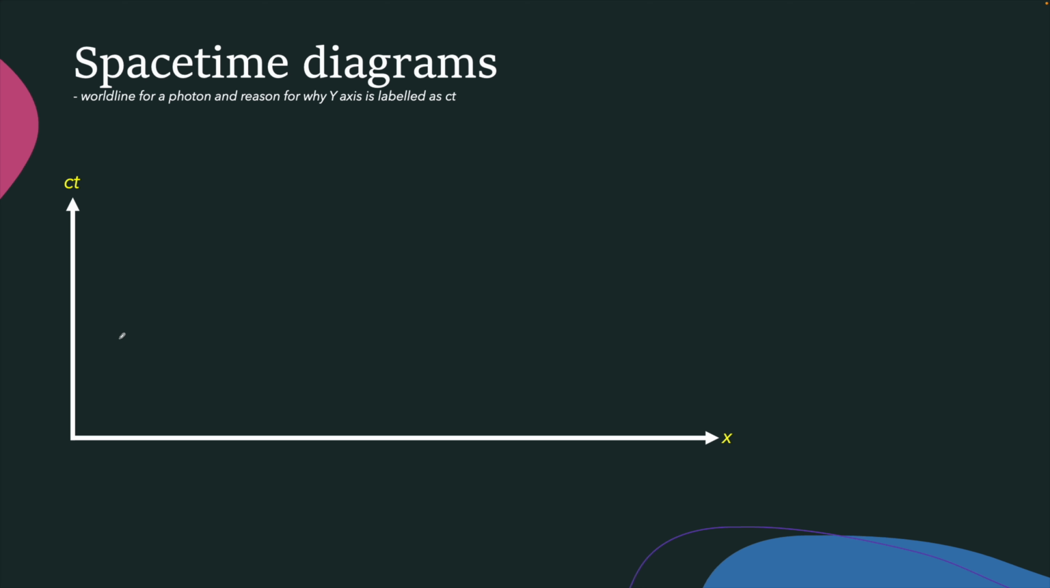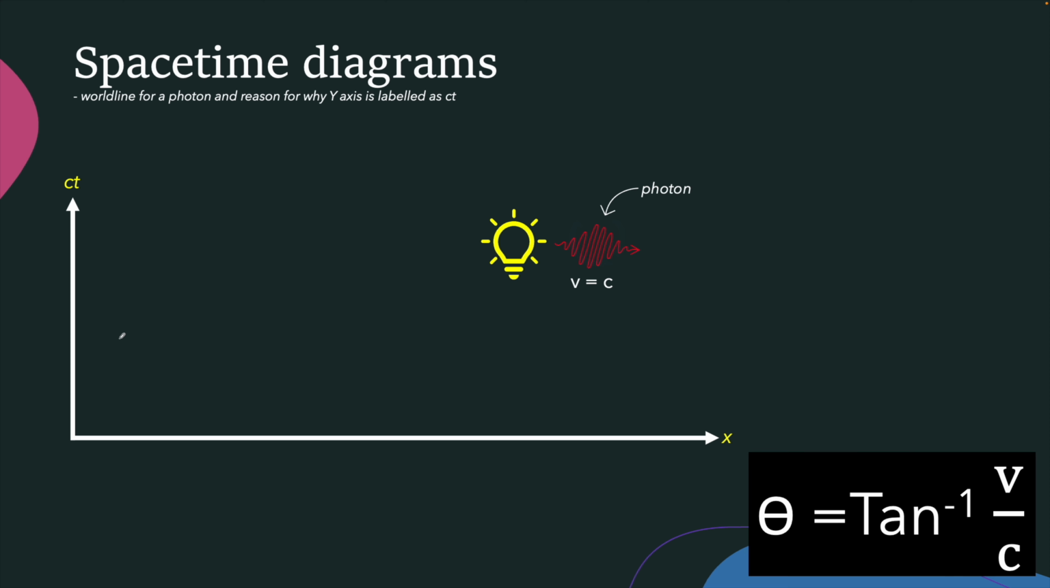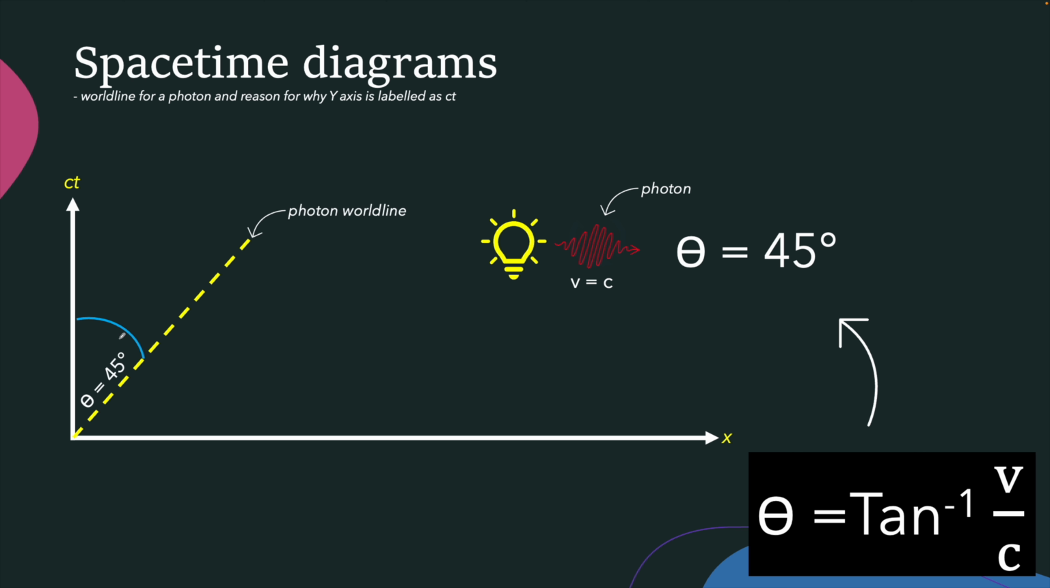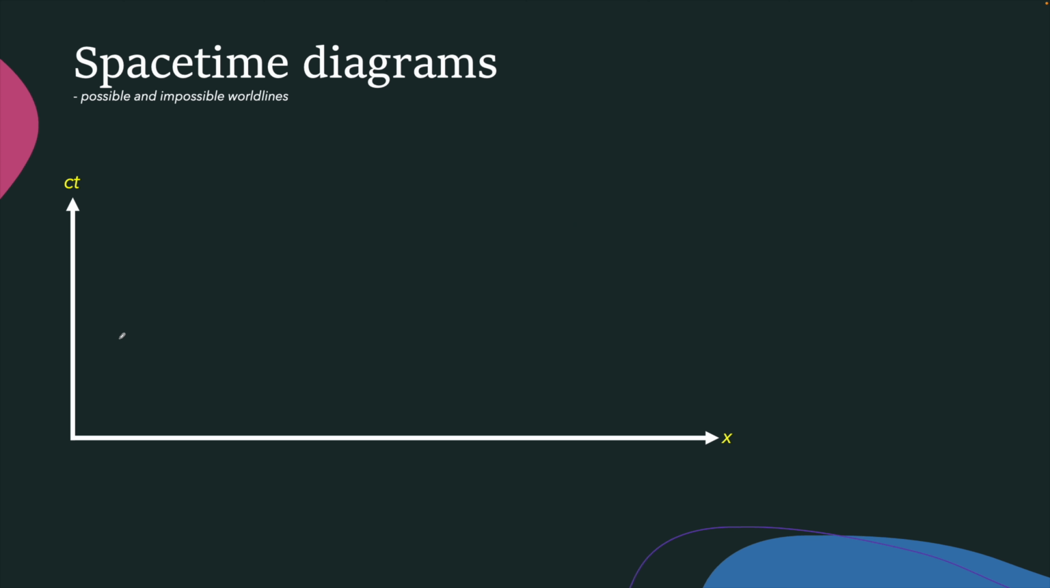Now, we'll see a world line for a photon, basically any electromagnetic wave. Say this is a light bulb which emits a photon that moves with the speed of light in vacuum, v is equal to c. By using the formula theta is equal to tan inverse of v by c, we get theta to be 45 degrees. That means the world line for a photon is going to be a straight line making an angle of 45 degrees with both the x-axis and y-axis.